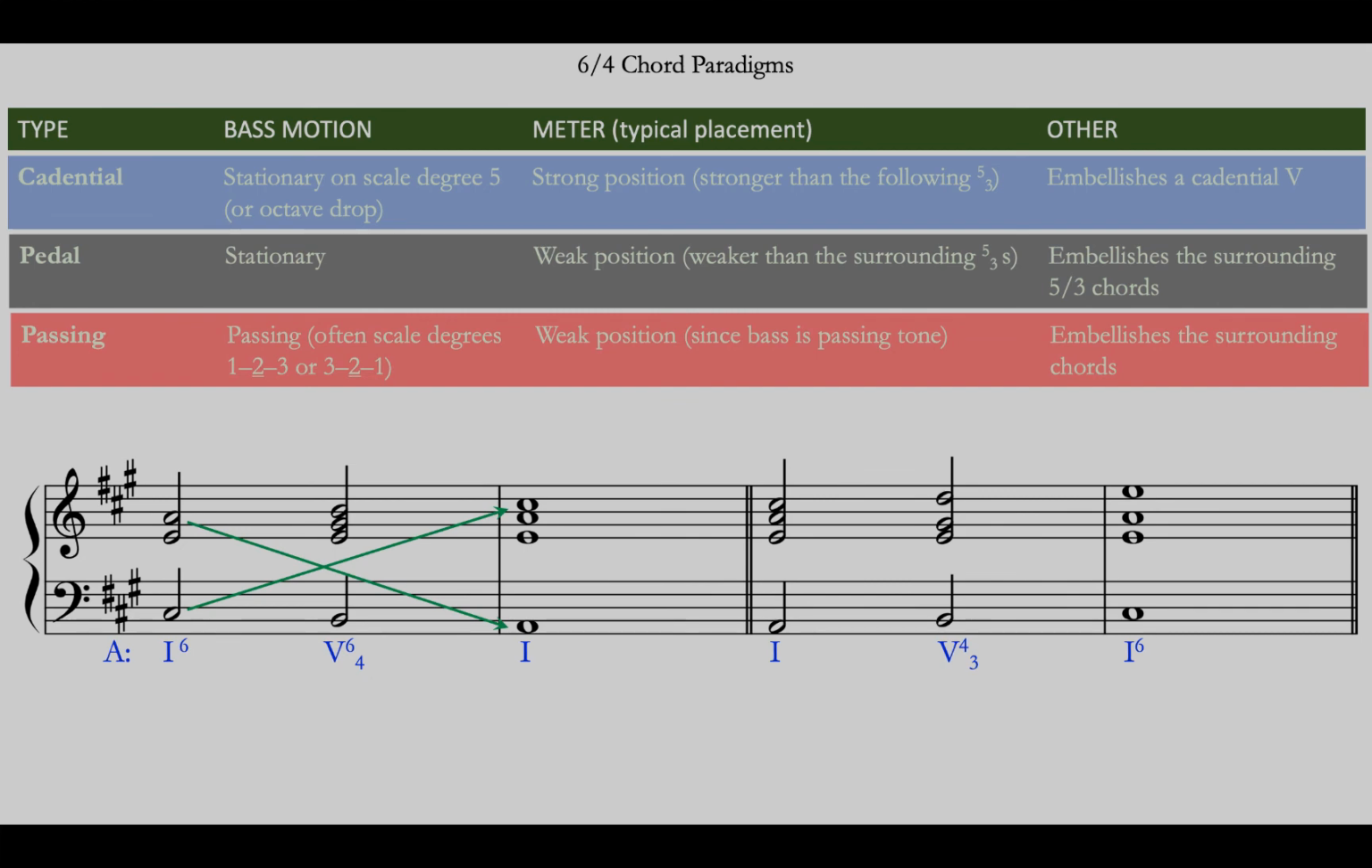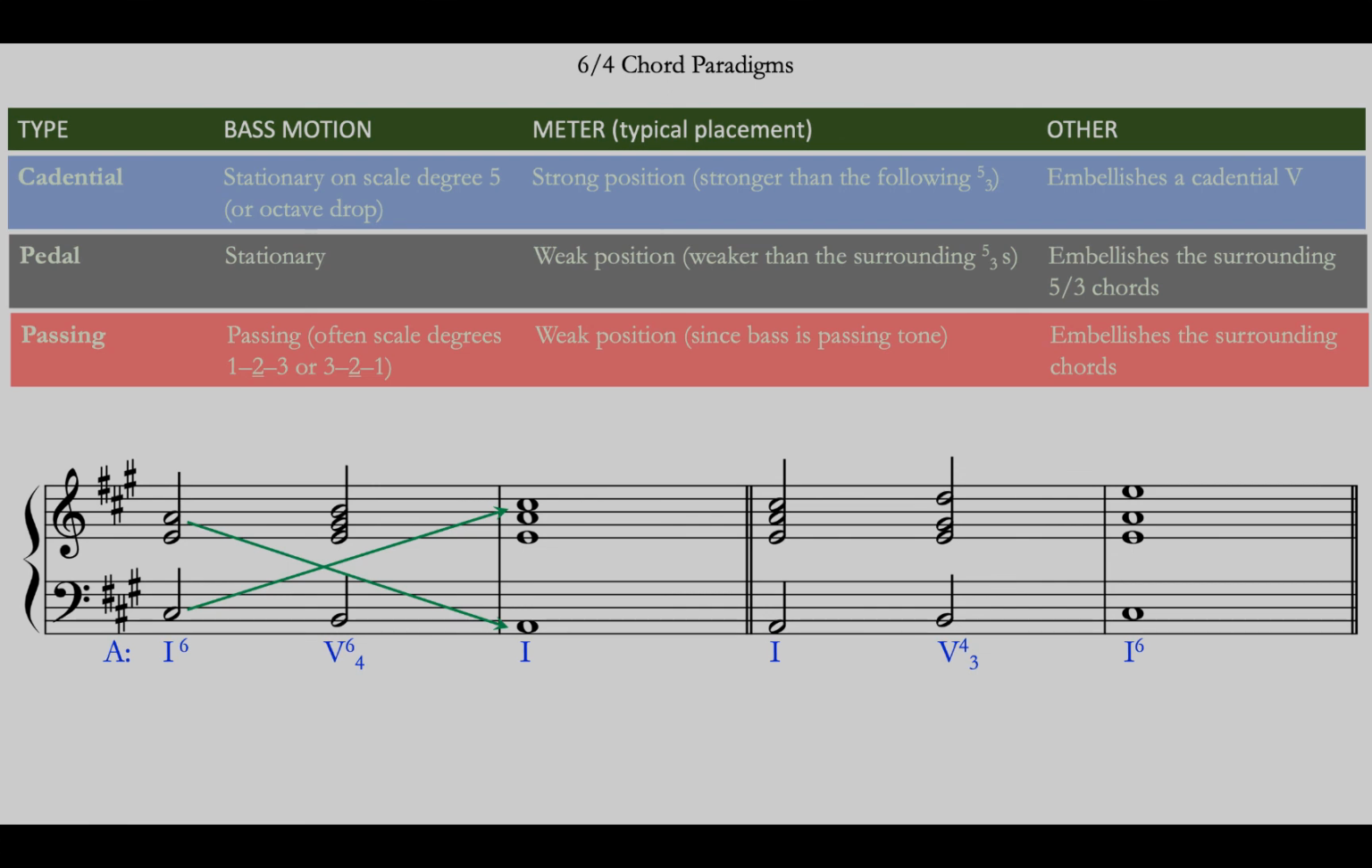Our third category is passing 6/4, so named because it arises over a passing tone in the bass. We'll focus on examples involving passing from 1 up to 1/6 or 1/6 down to 1. In other words, we're looking at a bass of either 1, 2, 3 or 3, 2, 1, where the scale degree 2 in the bass is a passing tone that supports a passing 6/4.